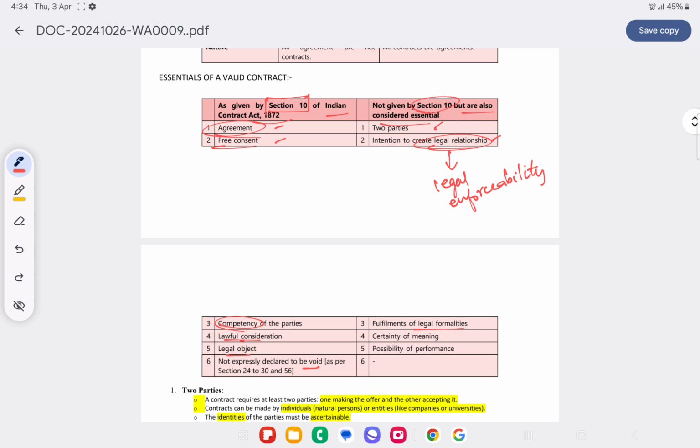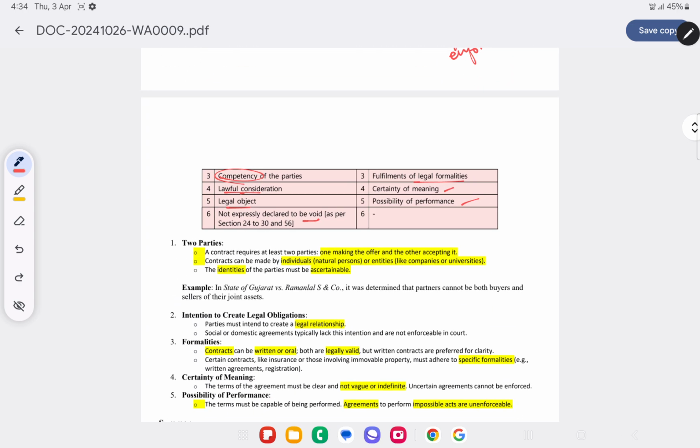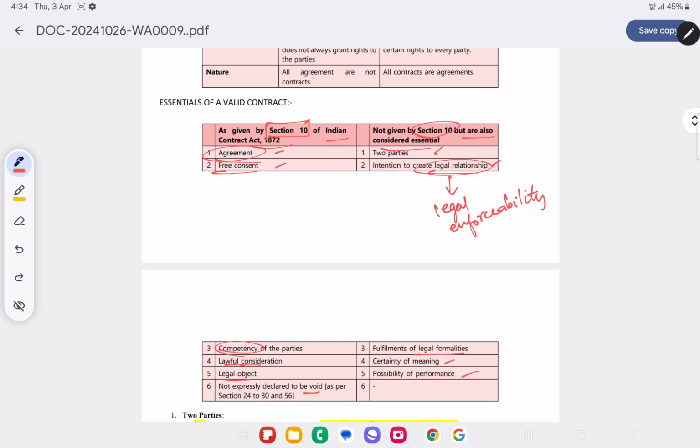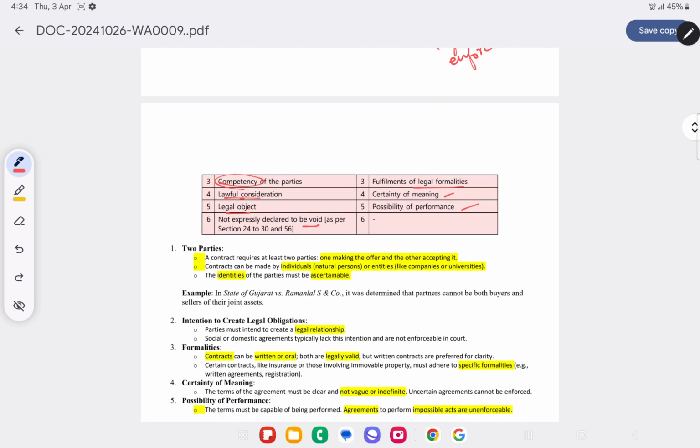And the ones which are not given by section 10 but are also essential include two parties, legal relationship, fulfilling all the legal formalities, certainty of meaning and possibility of performance. Now first we will see those that are not required by section 10 but are also considered essential, which includes two parties. Obviously we know that there have to be two parties.